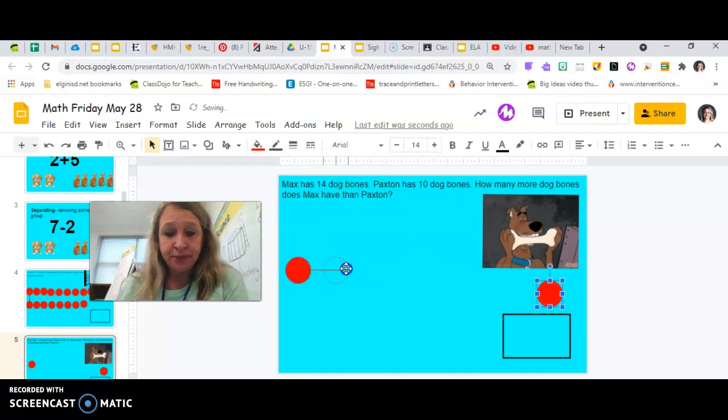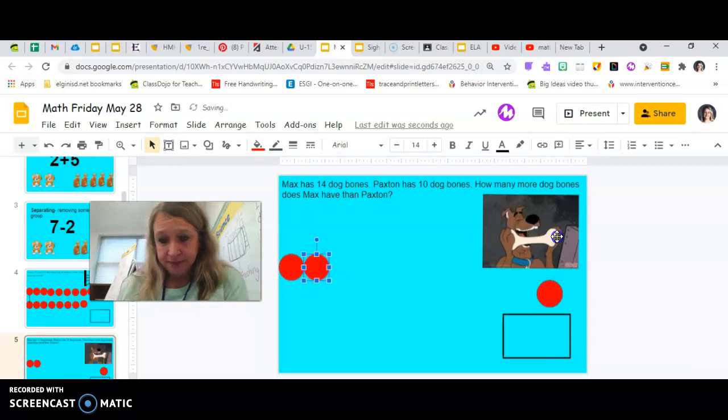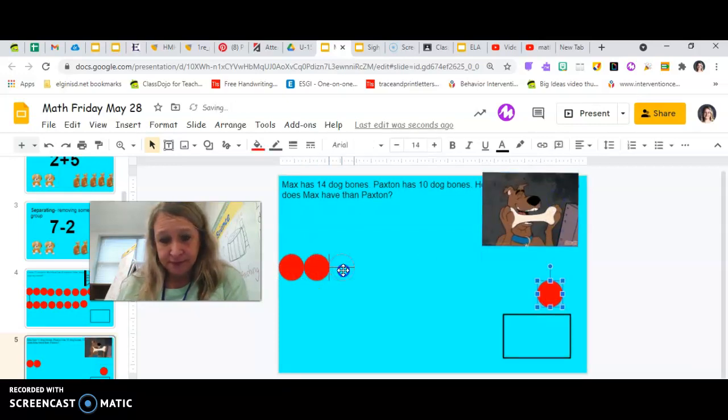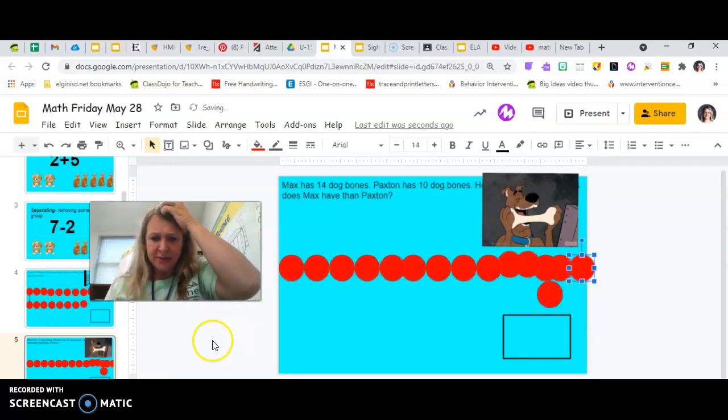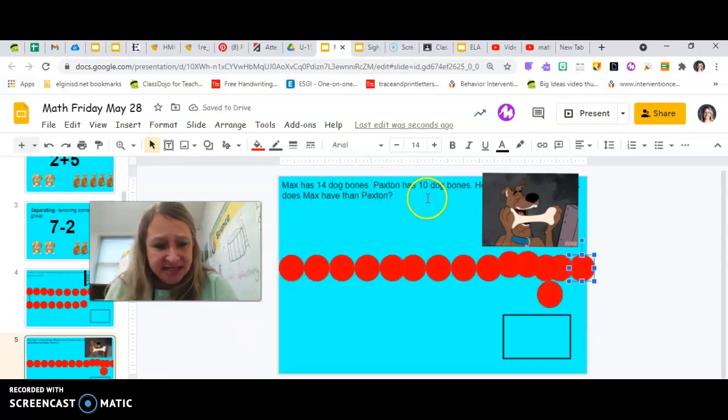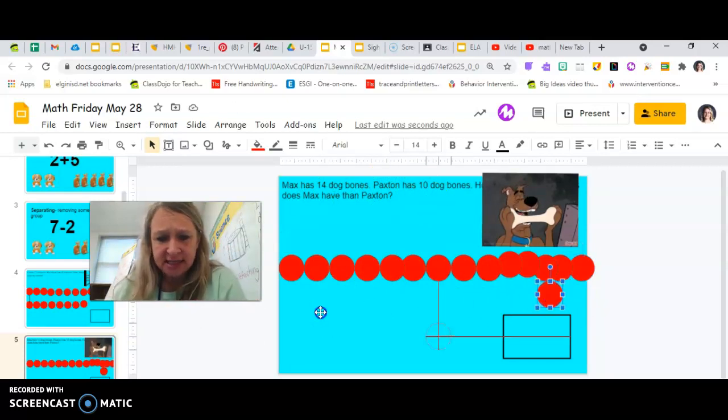1, 2, 3, 4, 5, 6, 7, 8, 9, 10, 11, 12, 13, 14. Now, how many does Paxton have? Paxton only has 10. All right, so let's show Paxton's.